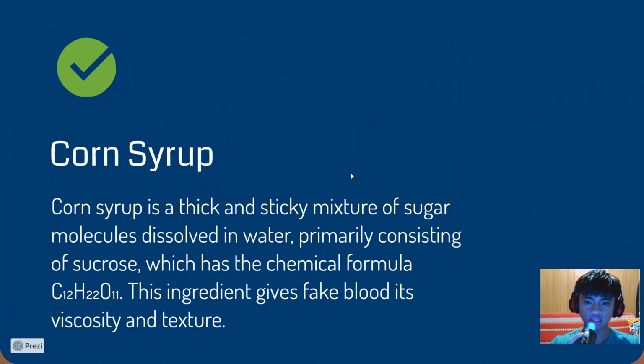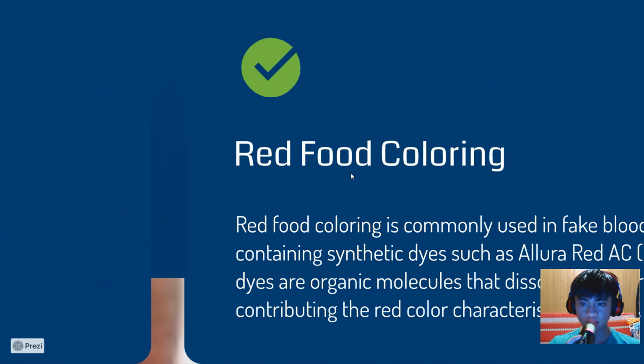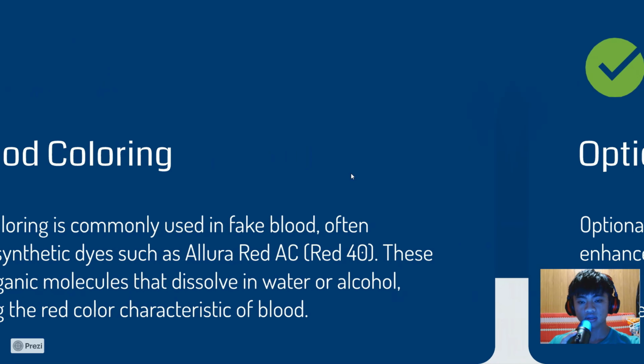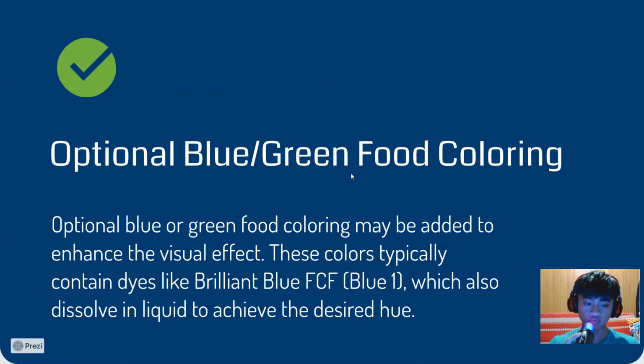Corn syrup is just a sticky mixture of sugar molecules dissolved in water, which gives the fake blood its viscosity and texture. Moving on to the red food coloring, it is commonly used in fake blood just to replicate the characteristics and color of blood. Now, moving on to green or blue food coloring, I used blue in this instance. I added it to enhance the visual effects of the blood.